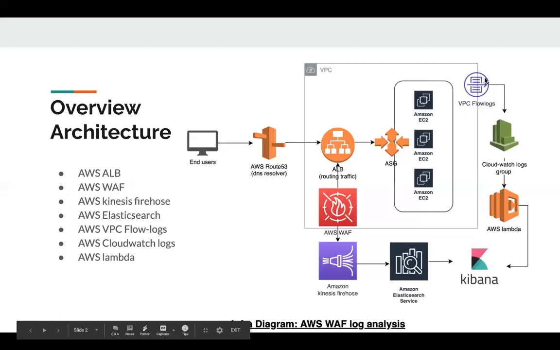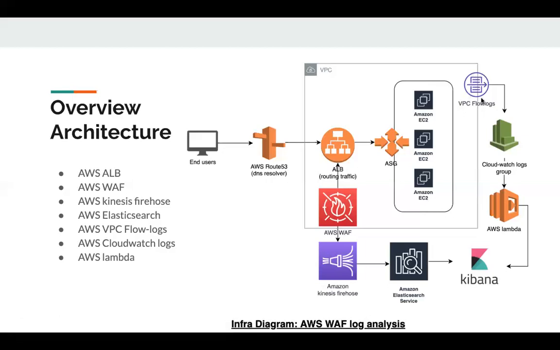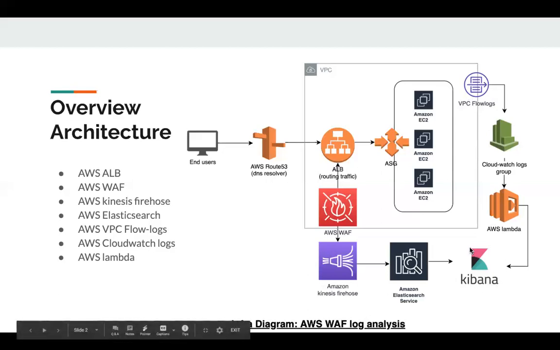And for all ENIs, we enable VPC flow logs, and it will add all logs into a log group. Based on this data, Lambda will be responsible for sending all data into Elasticsearch, and through Elasticsearch, we will analyze all data using Kibana.